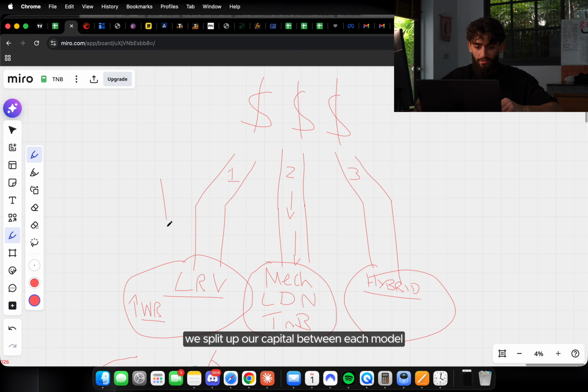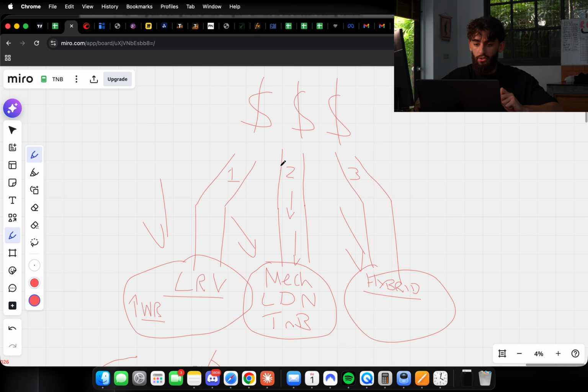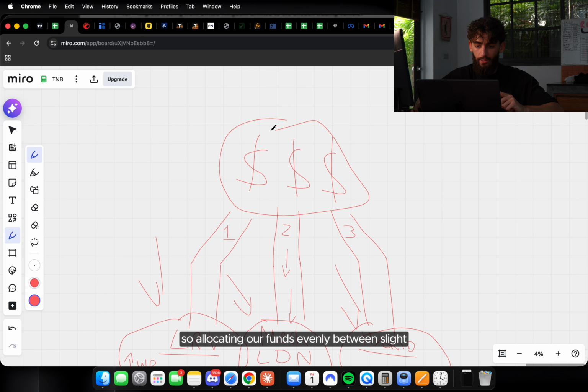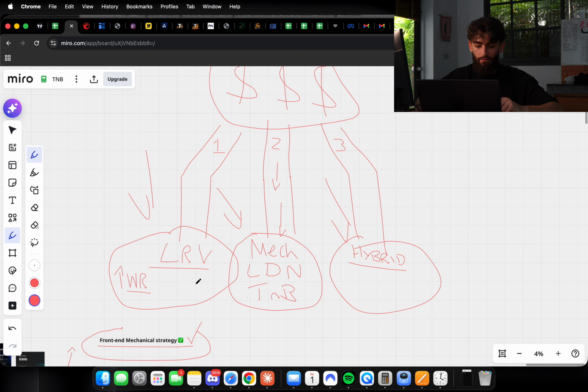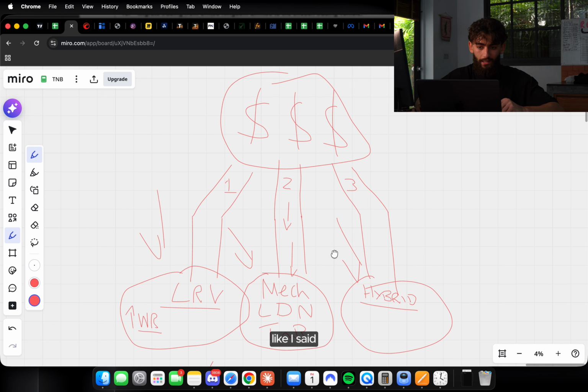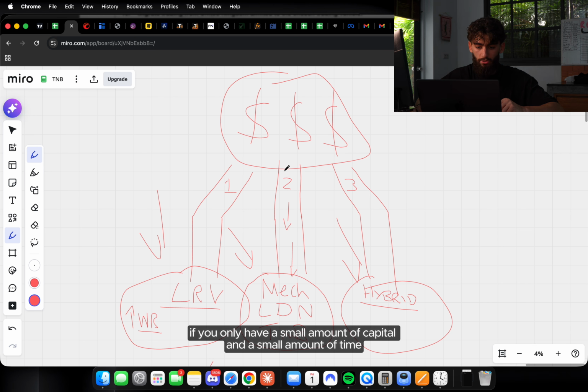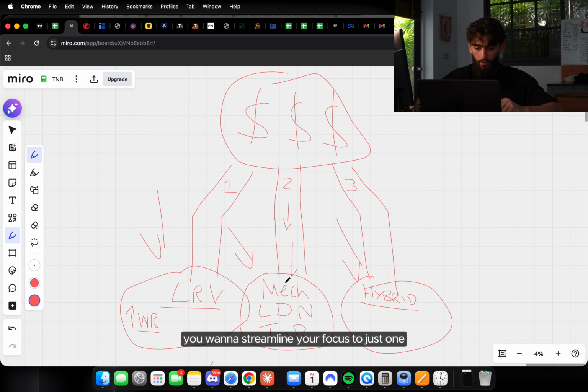So what we do, we split up our capital between each model. And this is the most efficient way to scale because you are less likely to get damaged by an individual probability, and it's way better for your mental as well. So allocating our funds evenly between slightly different model variations, having different strengths in between the two. Like I said, if you only have a small amount of capital and a small amount of time, because trading other models takes more time, you want to streamline your focus to just one.